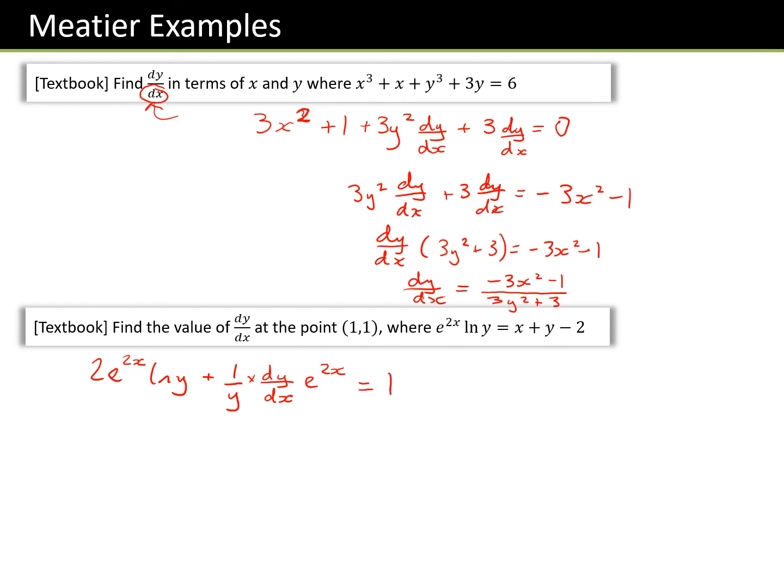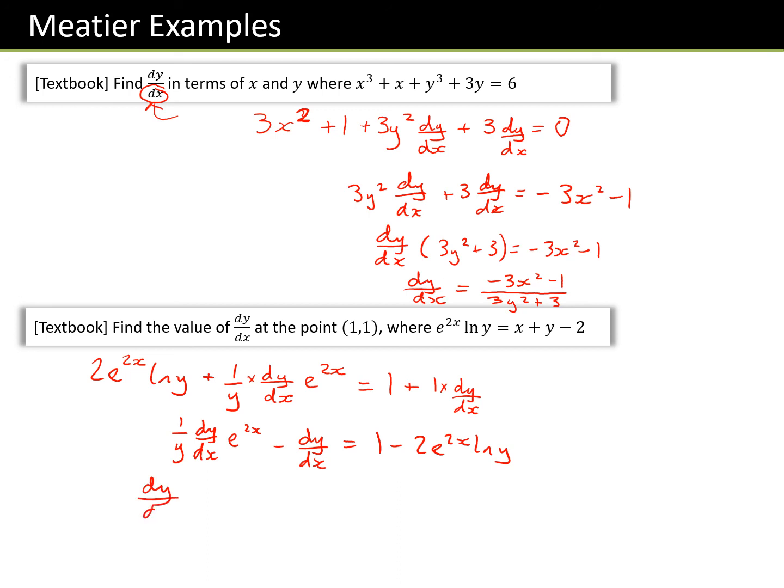X differentiated is 1, y differentiated is 1 times by dy by dx. Y differentiated is just 1, but because it's not the right letter, you multiply by dy by dx, then the minus 2 disappears. Okay, and now get all the dy by dx's on the one side, everything else on the other. So 1 over y dy by dx e to the 2x minus dy by dx. So I'm bringing the dy by dx to the left, and I'm going to bring this 2e to the 2x natural log of y to the right hand side.